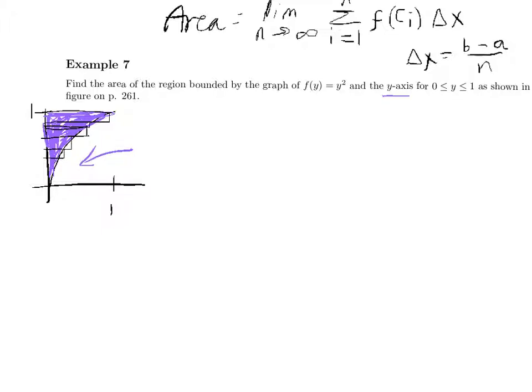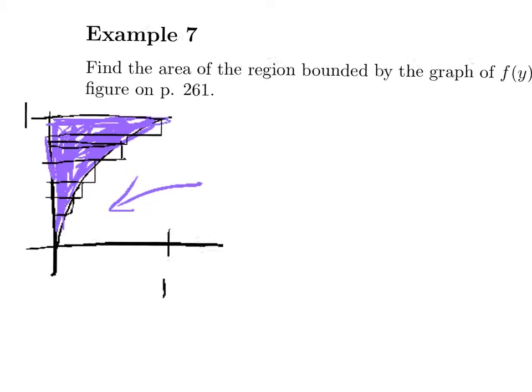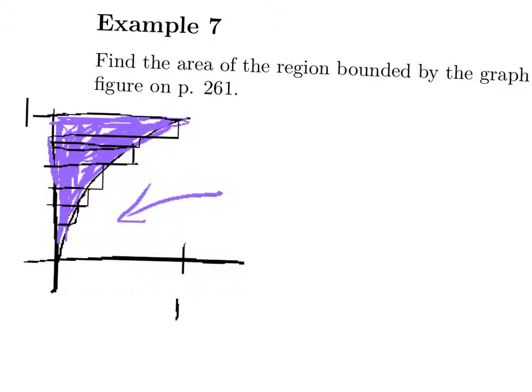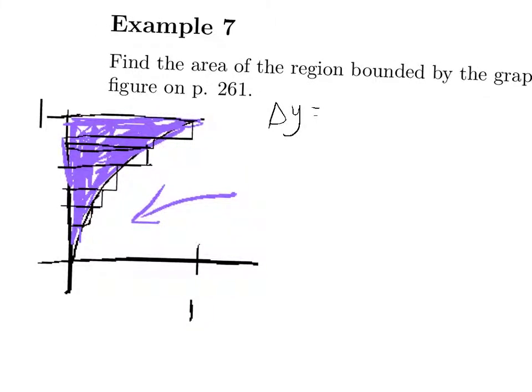I'm not drawing these the best, but there's some. So we need to come up with a way to explain these. We can use the same basic procedure, starting with what is delta y? Delta y is going to be the same as what we've seen for delta x: subtract the endpoints, divide by n. In this case, the endpoints are 0 and 1, so delta y is 1 over n.